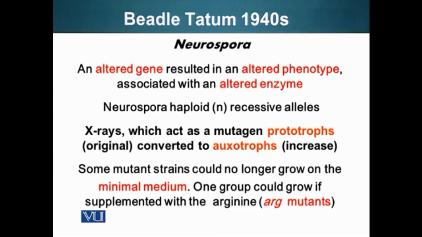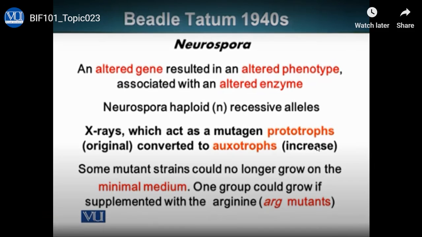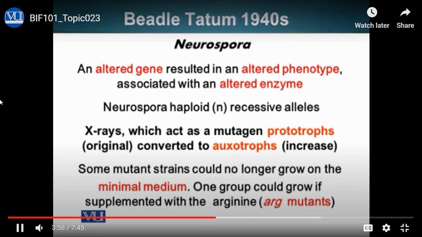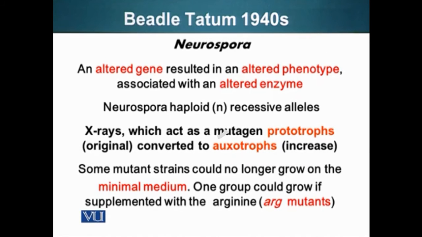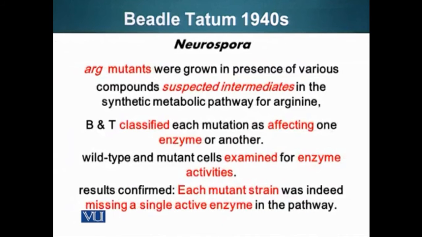They realized that if they supplemented the media with certain amino acids or certain chemical compounds, they were able to grow those mutants. Let's look at that. Mutants that required arginine plus the minimal media to grow, they called arg mutants, and they saw different versions of arg mutants present in the specimen.